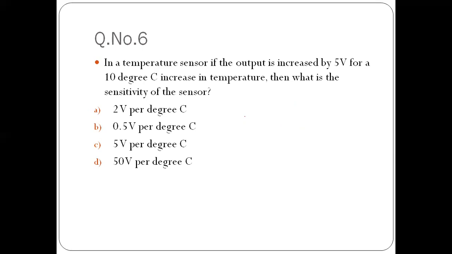In a temperature sensor, if the output is increased by 5 volt for a 10 °C increase in temperature, then what is the sensitivity of the sensor? We have already seen sensitivity is nothing but output by input. So here output is 5 volt, input is 10 °C. So it is 0.5. The unit will be volt per degree Celsius. So 0.5 volt per degree Celsius is the correct answer.